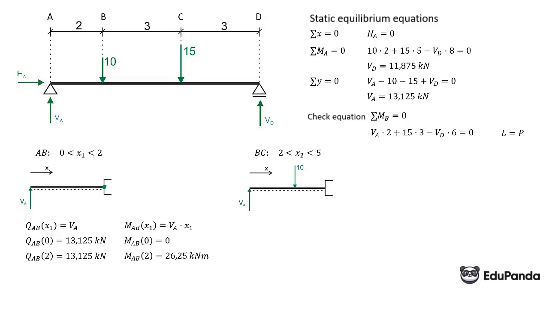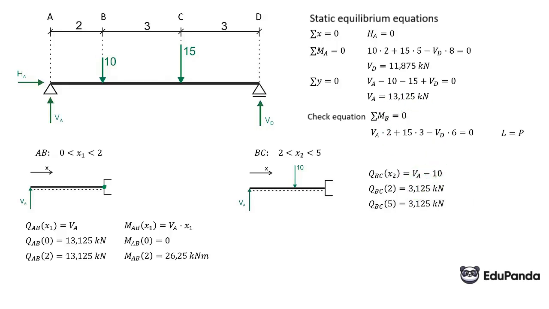So QBC, that is the shear force in the interval BC from x2, we have two forces here. VA acting upwards, thus positively, and 10 acting downwards, thus negatively. So it is simply VA minus 10. By substituting for x2 the beginning and end of the interval, that is 2 and 5, since this equation is independent of variable x2, it will be a constant value, which is 13.125 minus 10, thus 3.125 kN.